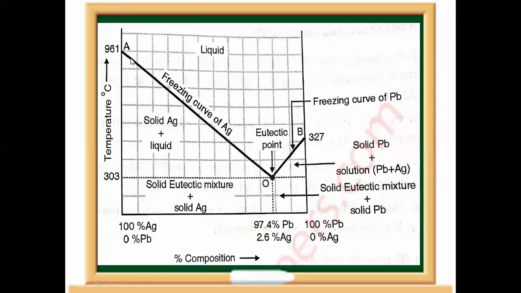So first, let us just focus on curve AO. कर्व AO सबको दिख रहा है? This curve AO, you know, it is the freezing curve of silver, Ag. Now, just look at the temperature axis. A is beginning from the temperature 961 degree Celsius, and it is terminating at the point O where the temperature is 303 degree Celsius.